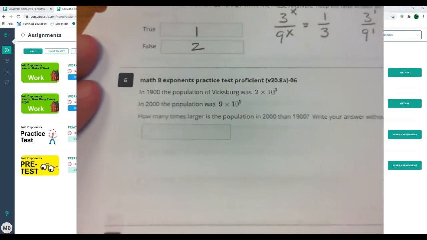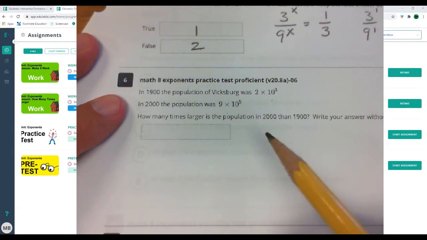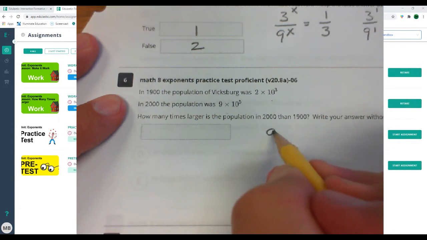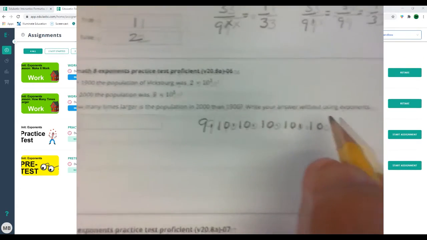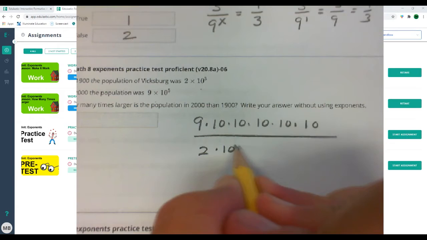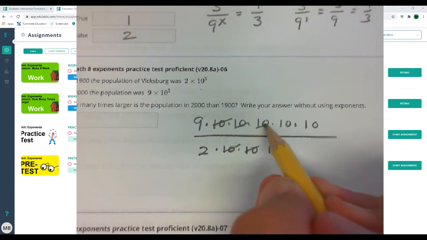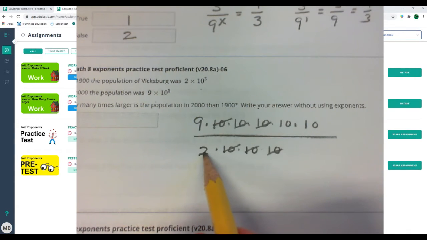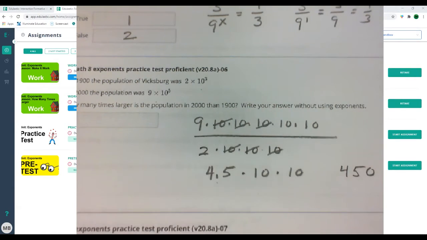Number 6. In 1900, the population was this. In 2000, it's that. How many times bigger is it? So we're going to do big over small. So 9 times 10 to the 5th. Here's my 10 to the 5th happening right there. Over 2 times 10 to the 3rd. Cancel, cancel, cancel. So what I have is 9 divided by 2. So that's 4.5 times 10 times 10, which is going to be 450. Right? 4.5 times 100, 450.